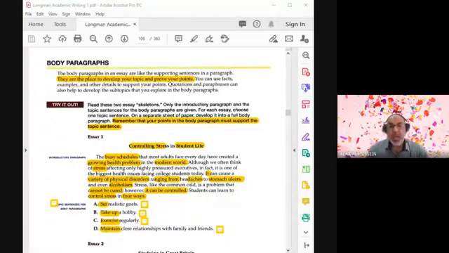Thank you very much. The concluding paragraph, first of all, we have to know the function of the concluding paragraph. When we write a concluding paragraph, before writing, we have to know the function. What is the function of the concluding paragraph? First of all, it has to give the last impression to the reader.